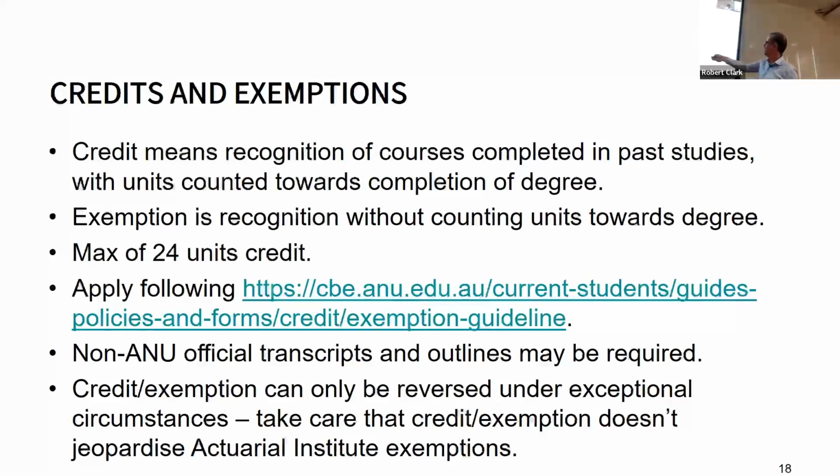That's actually a legislative limit. We're not allowed to go beyond it. I think the idea is to prevent you doing a certain amount of study and then getting degree after degree after degree, all mostly due to the first degree that you did. A new degree has got to be mostly new study. That's the principle there. Because of that, you can only get 24 units of credit. So there's a link there to apply.